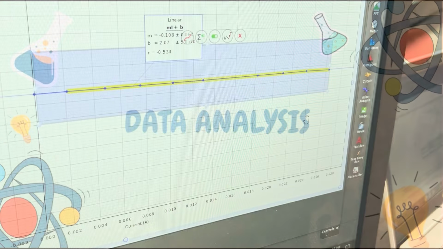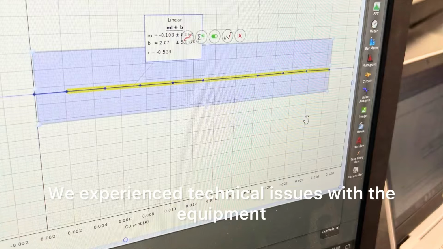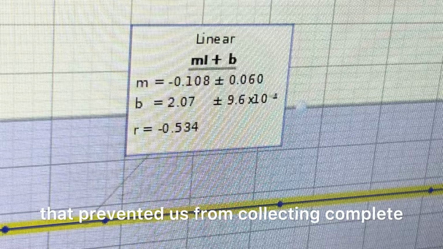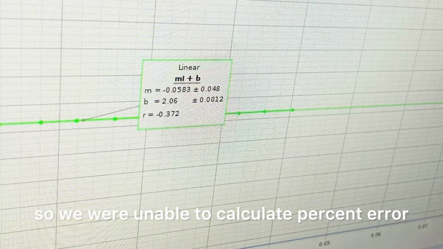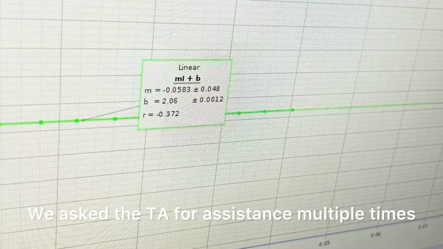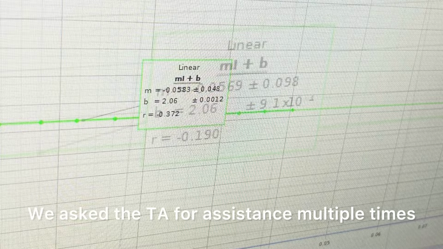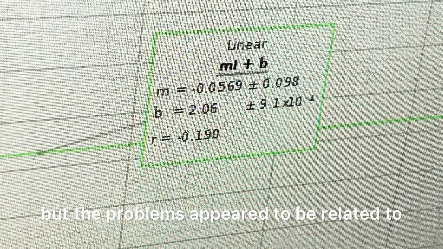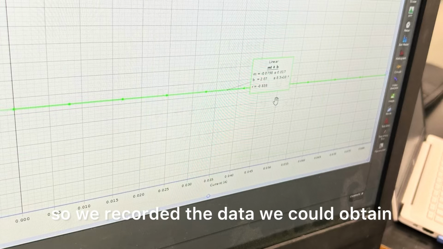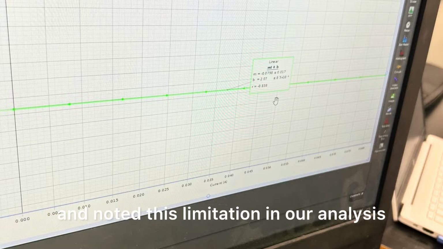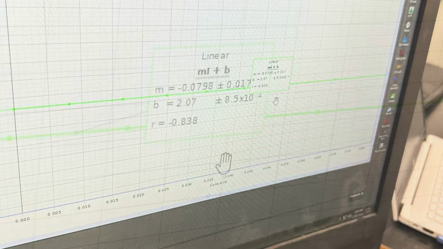Data analysis. We experienced technical issues with the equipment that prevented us from collecting complete and reliable data, so we were unable to calculate percent error. We asked the TA for assistance multiple times, but the problems appeared to be related to the materials rather than our procedure, so we recorded the data we could obtain and noted this limitation in our analysis.